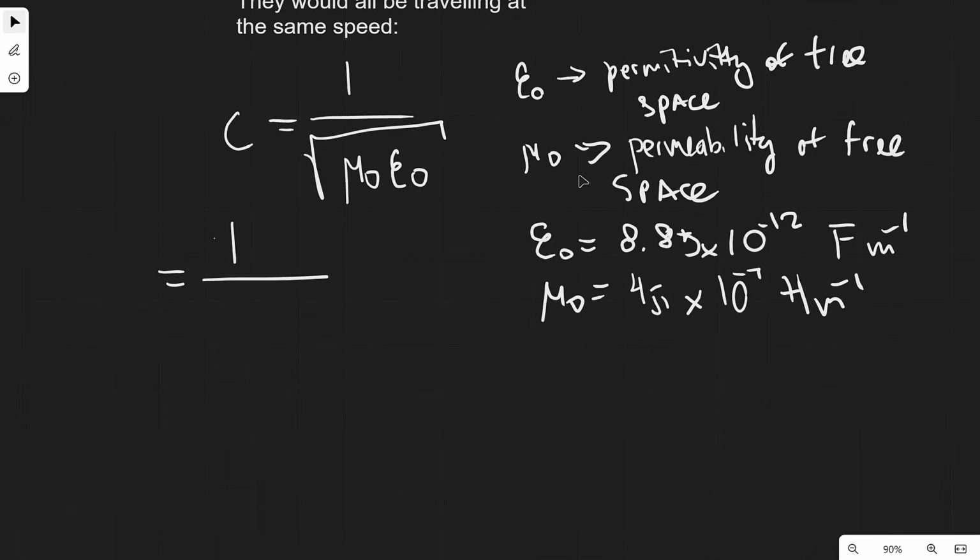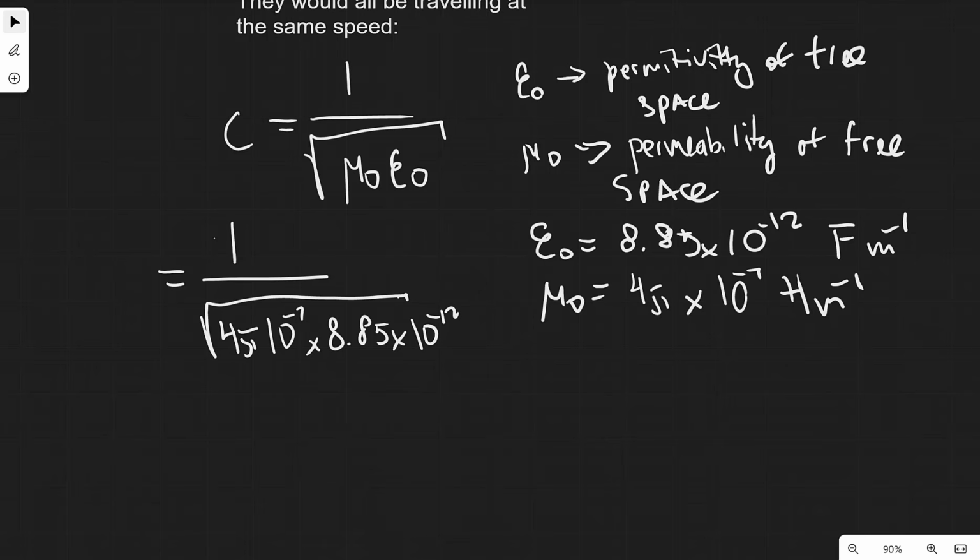Well, let's plug these into this formula, and what we're going to find is that we have 1 over the square root of 4 pi times 10 to the power of minus 7 multiplied by E naught, which is 8.85 times 10 to the power of minus 12. This whole thing is square rooted. If we put that into a calculator, we're going to get 2.9986 times 10 to the 8, which is about 3.0 times 10 to the power of 8 meters per second.